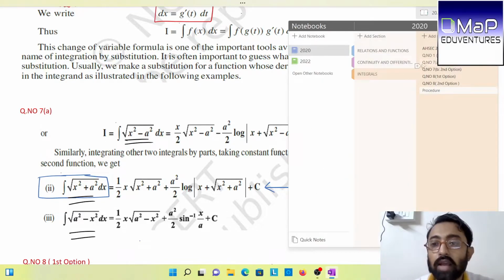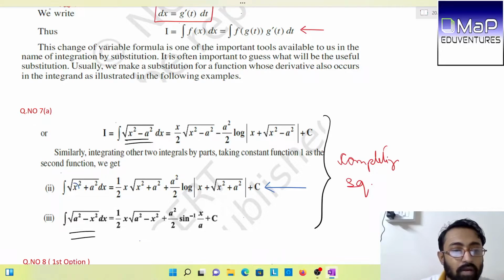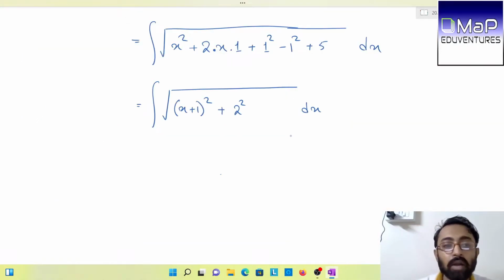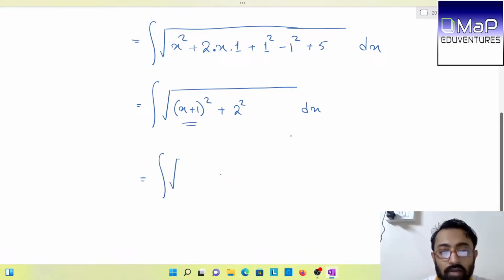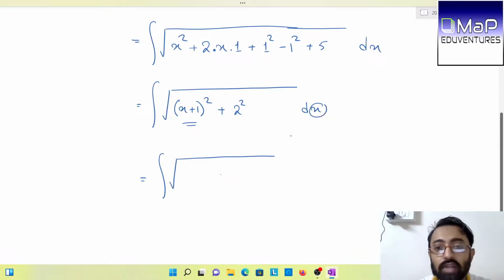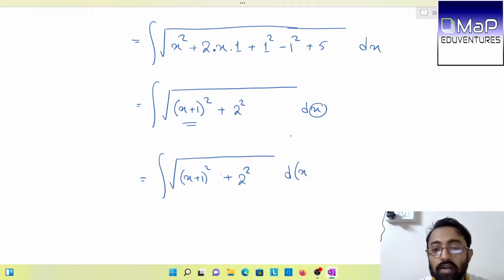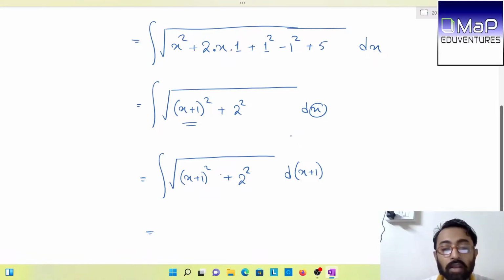But the problem is, we have here x square dx, so these two values have to be the same. But we have integration of x plus 1 whole square. So how to cover it? Either use substitution, take x plus 1 as t, or we can use this simple shortcut, we can write d of x plus 1. I described in the previous video how to take that.